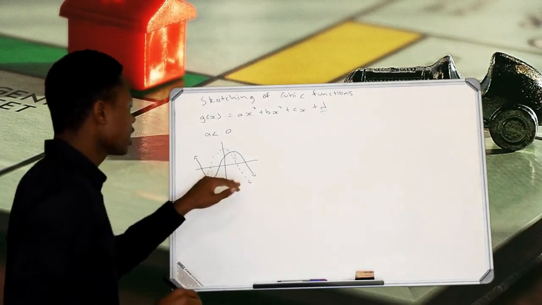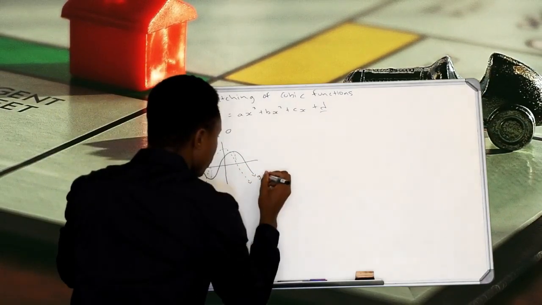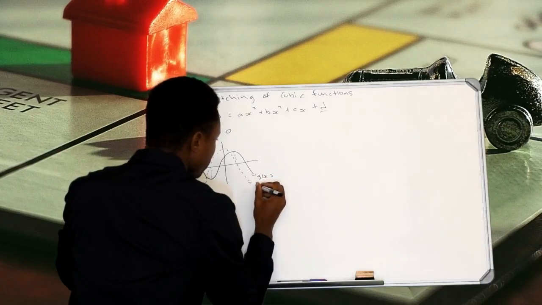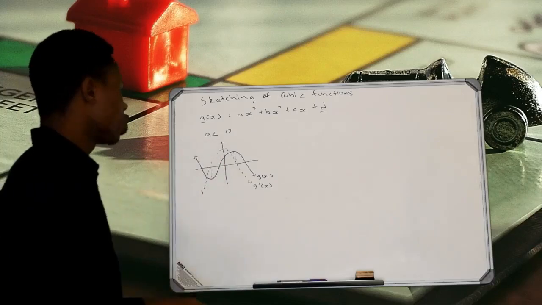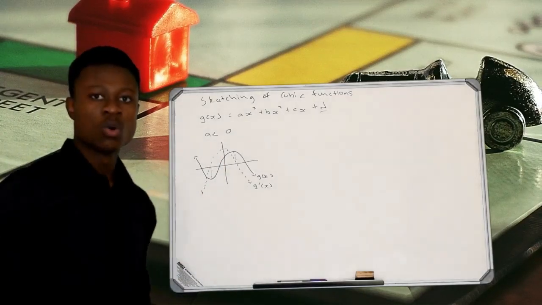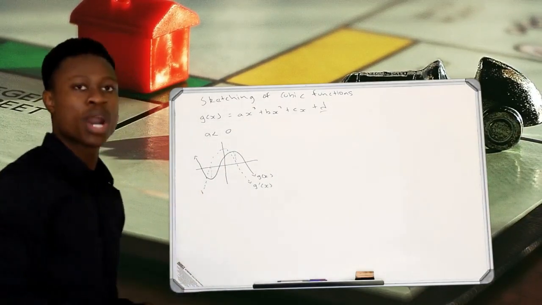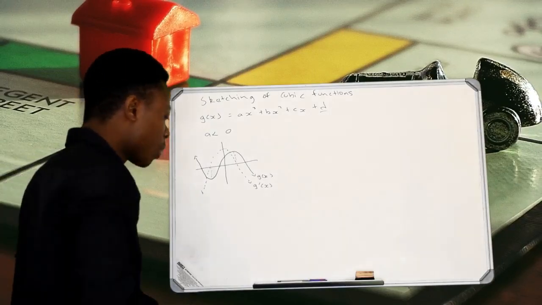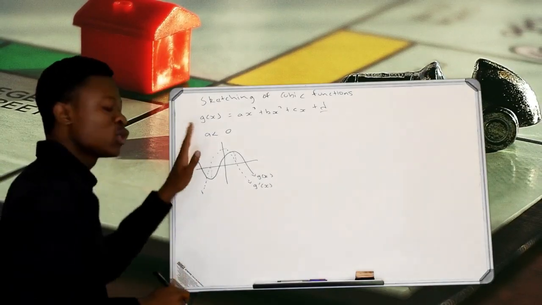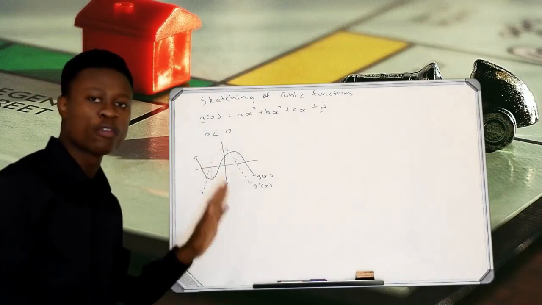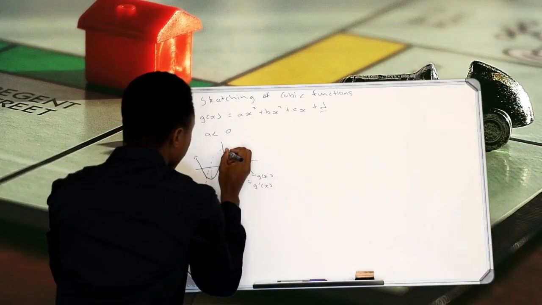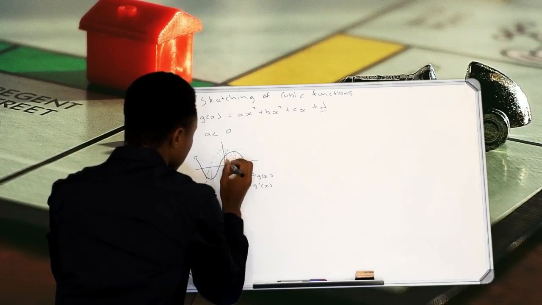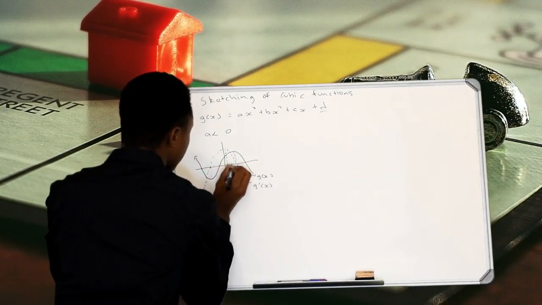So let me write this. This is g of x, but this is g prime of x. So if that's g prime of x, what does my g double prime of x look like? My g double prime of x will obviously pass through the x-axis again at the turning point. What is my turning point here? My turning point is, let's say, somewhere there.